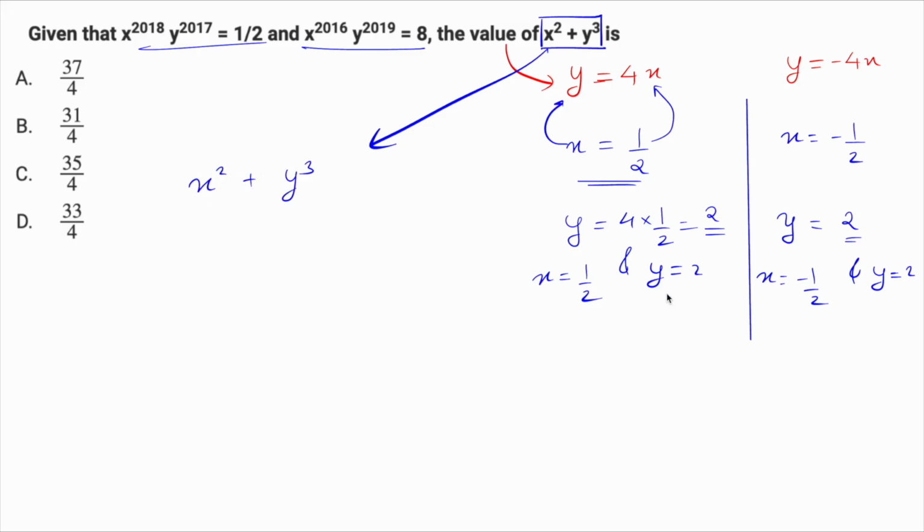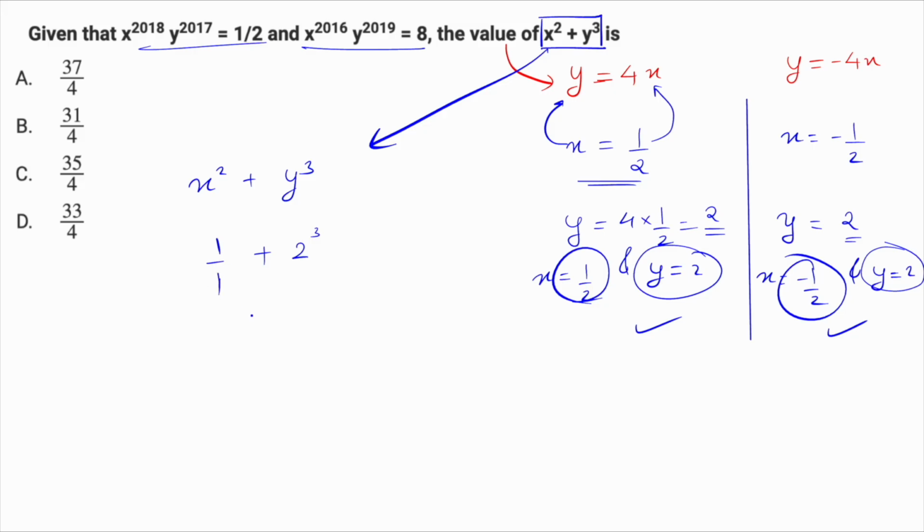Whichever of the two cases you consider, the first one or second one, the value of y is 2 in either case, right? So this part y cube will remain the same in either case, and x being different in both the cases, x square will be the same in both the cases, right? So x square will be either 1 by 2 square or minus 1 by 2 square. Either way it will become 1 by 4, right? Minus 1 by 2 square or plus 1 by 2 square will end up with 1 by 4 only, right?